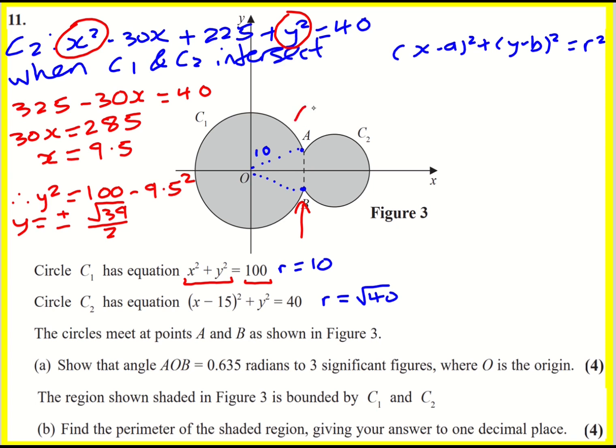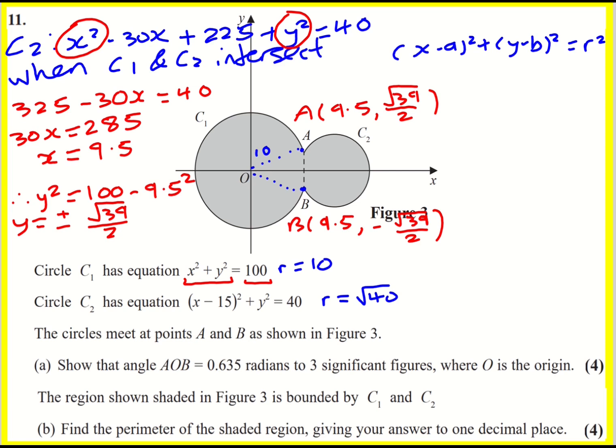So point A is going to be 9.5, root 39/2. I know this one's a decimal and the other one's a fraction, it's okay. And then down here, 9.5, minus root 39/2.